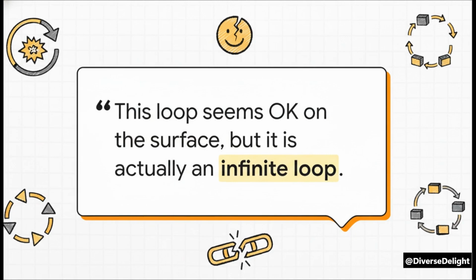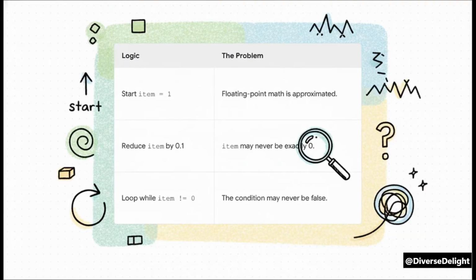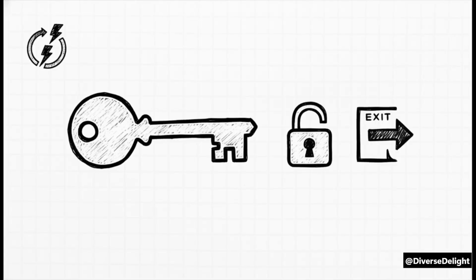And this quote from the source material just hits the nail on the head. A programmer can write some code that looks totally fine, but it can hide a really nasty bug, an infinite loop. Take a look at this crazy example. The idea seems simple. Start a variable at 1, subtract 0.1 each time, and stop when it's exactly 0. Sounds foolproof, right? Well, here's the catch. Computers sometimes struggle with the math for decimal numbers, so the value might go from 0.1 to something incredibly close to 0, but never land exactly on 0. It just skips right over it. And because of that, the condition to stop is never met, and that loop will just run forever, which could totally crash the program.